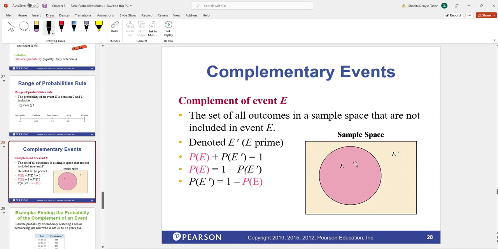So if you took the probability of E plus the probability of E prime, you should get 1. And then you can use algebraic calculations to get the probability of E by itself. What you do is you subtract the probability of E prime from both sides. So the probability of E is equal to 1 minus the probability of E prime, and vice versa. The probability of E prime is equal to 1 minus the probability of E.